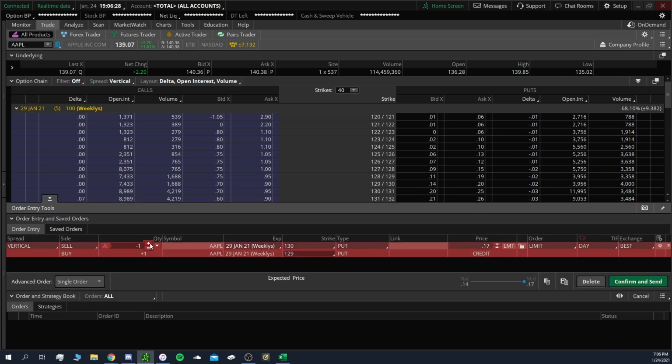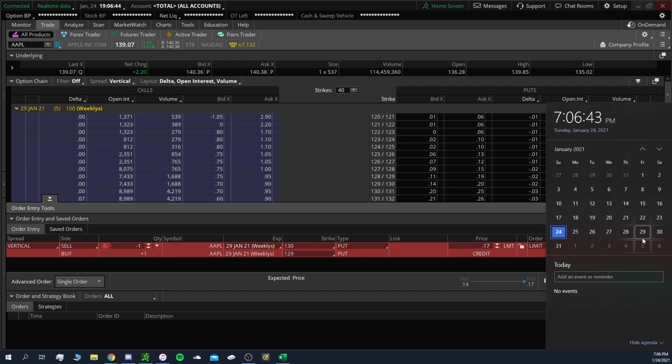So let's look at one of these. If we buy the 129 strike and sell the 130, we want to do that in one order. That puts you in a credit spread, 129, 130, and we want that to expire on the 29th. Earnings are on the 27th, Wednesday, and these will expire on the 29th.